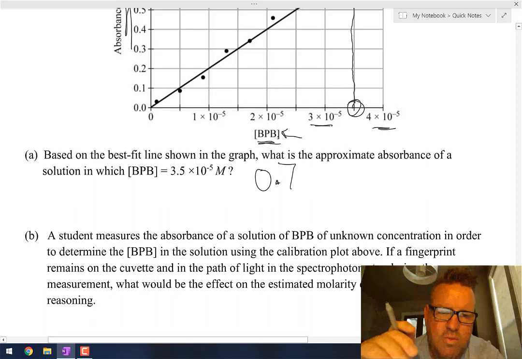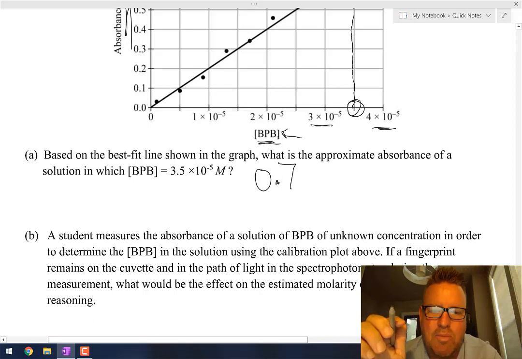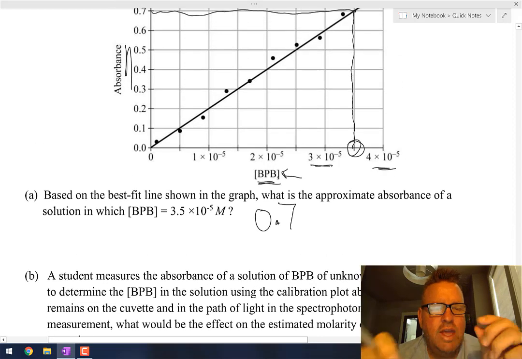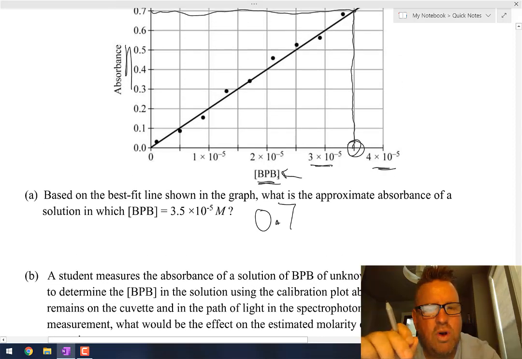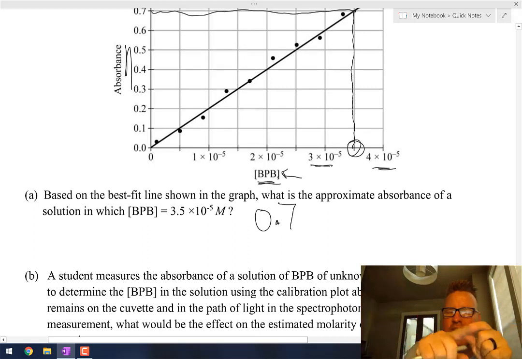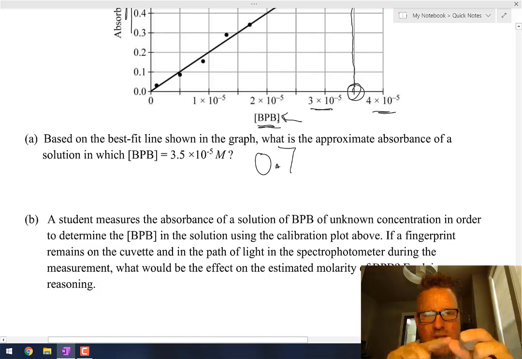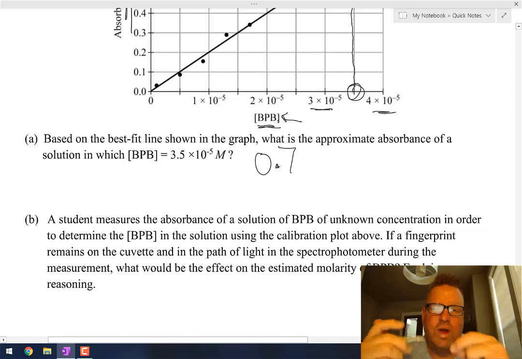So if a fingerprint remains on the cuvette and in the path of the light in the spectrophotometer during the measurement, what would be the effect on the estimated molarity of BPB? Justify or explain your reasoning. So, is the absorbance going to be higher, lower, or the same as what it's supposed to be? Remember, the absorbance is how much light doesn't get passed through. It's how much light gets absorbed. So some of that light is going to hit my fingerprint and not make it through. That's going to make the absorbance higher than what it actually is.